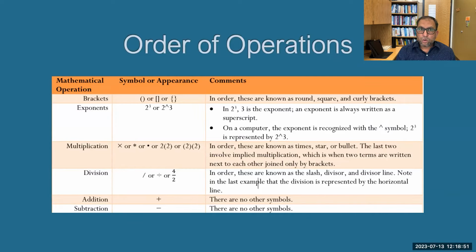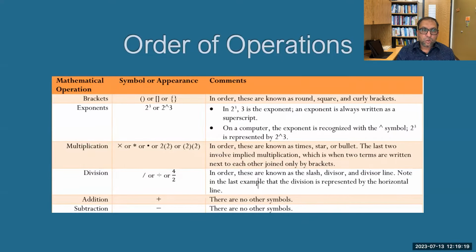Before going into the order of operations, we have to look at some symbols that you have to face when you read a mathematical expression. So the first thing is the brackets. There can be three different types of brackets in an expression: round, square, or curly. Then comes the exponent.